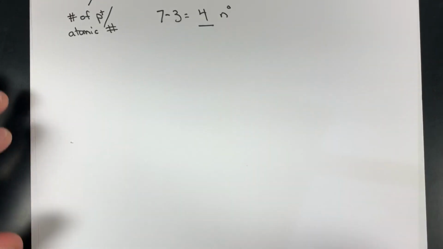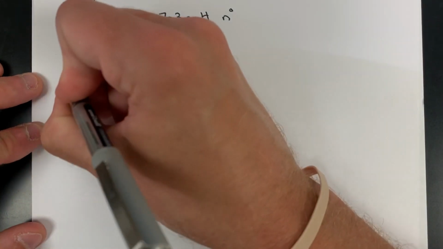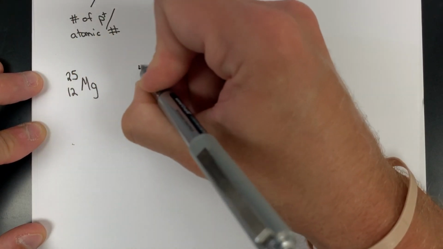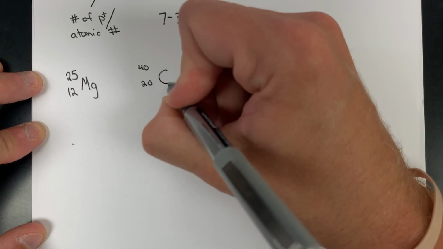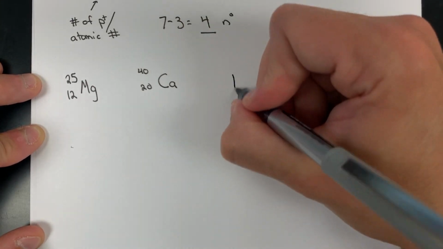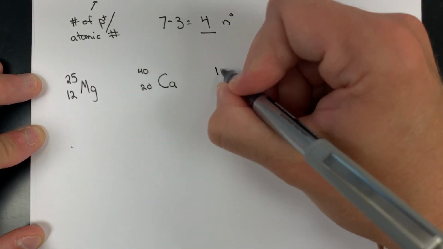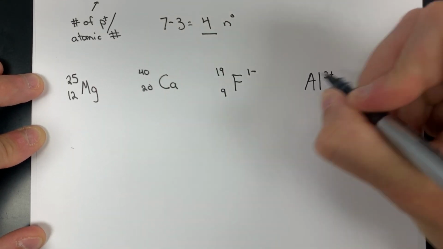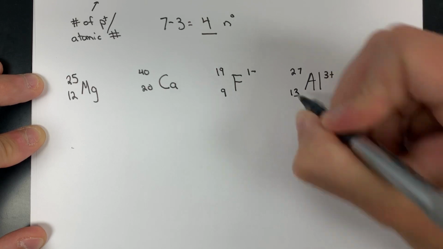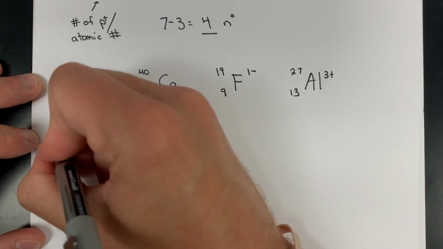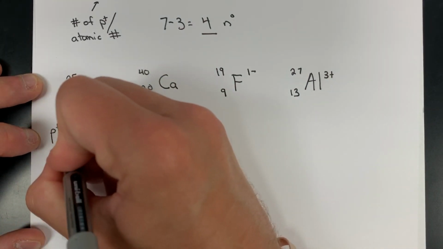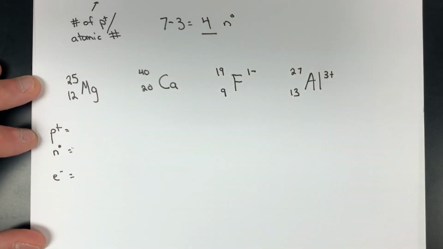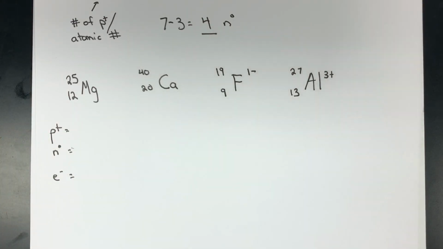Okay, so let's take a look at the following examples. Let's say we have 25/12 Mg. Let's say we have 40/20 Ca, or calcium. And things will ramp up a little bit, but I don't know that we'll have a whole lot of difficulty here. All right, so what I want to do in all circumstances is really just, like I said, do a little bit of record keeping. I want to come up with the number of protons, neutrons, and electrons for these 4 examples.